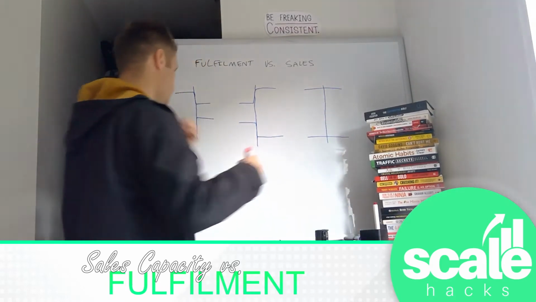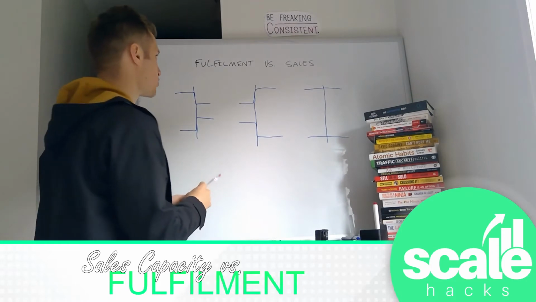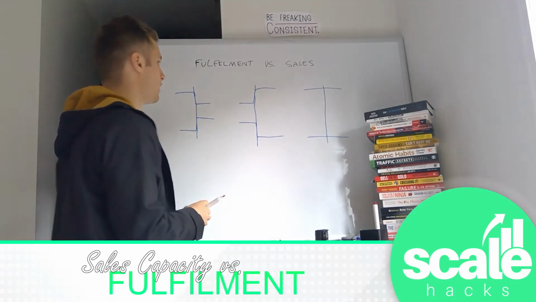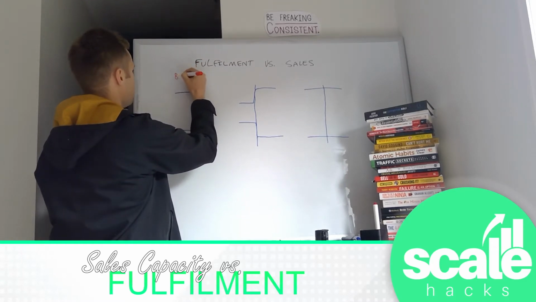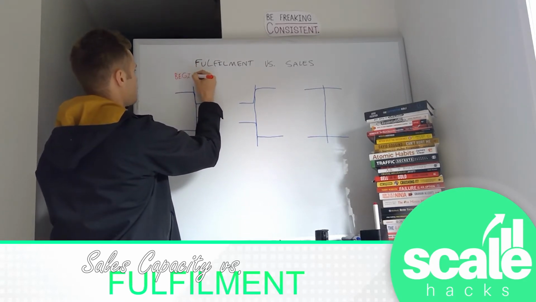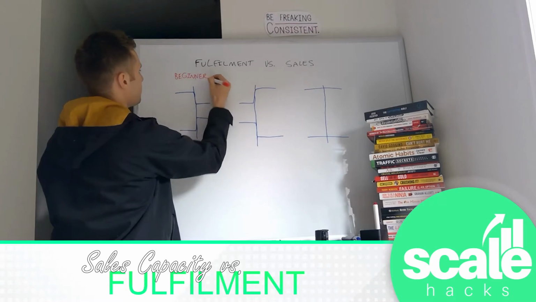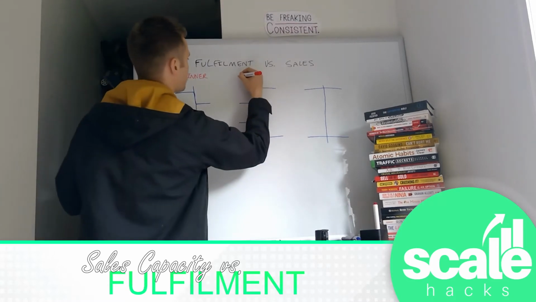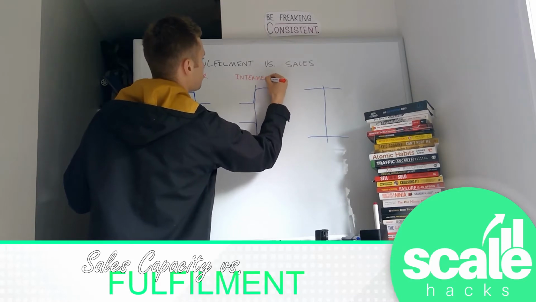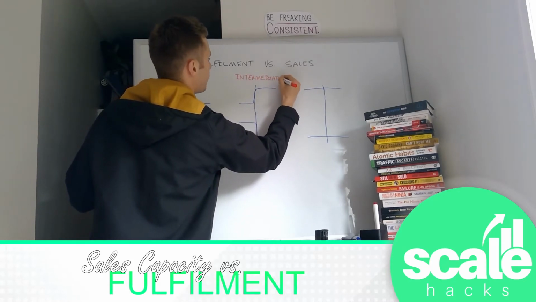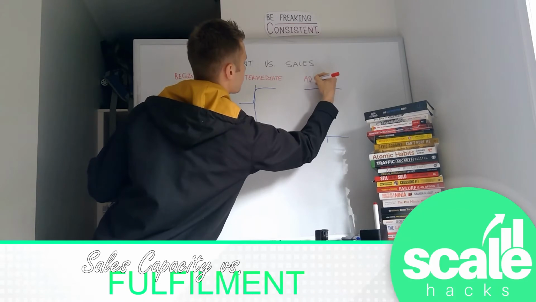So basically, I'm going to do an S and an F. So S for sales, F for fulfillment. And basically this is what happens, all right? So you've got beginner, right? When you're starting out. So beginner agency there. We've got intermediate. And then we've got advanced.